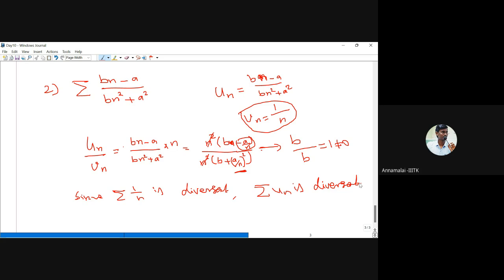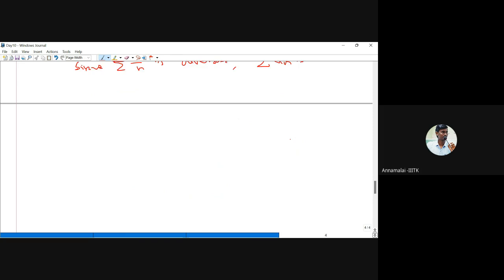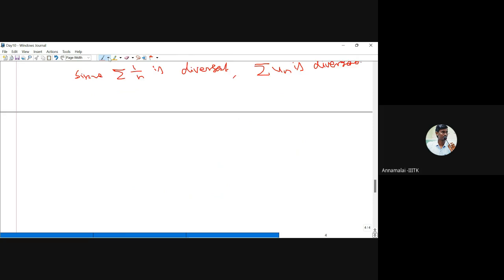Now, maybe one more example we will discuss. Third example, suppose we consider the series summation square root of n by n power 4 plus 2. Now we can choose Vn and then find the quotient, which we will check. Therefore, we take Un equal to the square root of n by n power 4 plus 2.